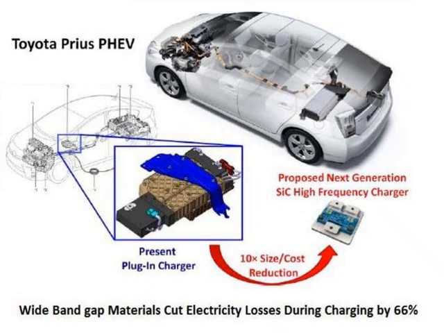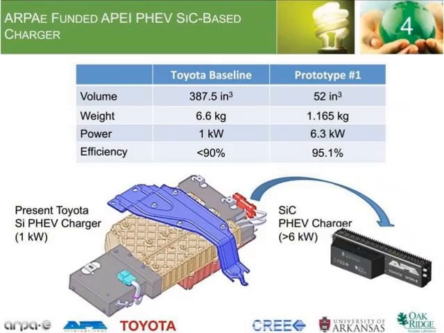The wide bandgap material cuts the electricity losses that happen during charging by 66%. That is also an added advantage of the wide bandgap devices. So next, what is going to change is size. Weight is reduced, and also the power that is delivered: the Toyota charger can deliver up to 1 kilowatt, but the silicon carbide EV charger can deliver more than 6 kilowatt. So this is the main difference in the charger.